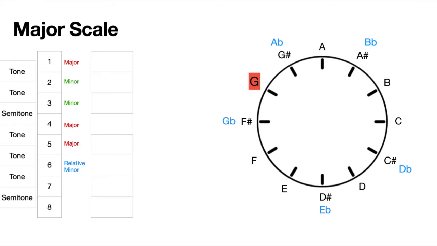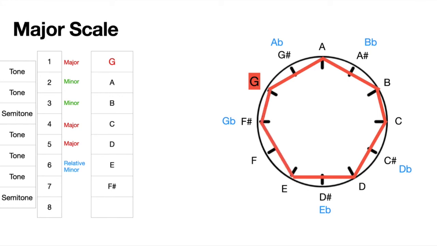The next key is G. It's a much simpler one, a very common key. Tone, tone, semitone gives us A to B to C, and tone, tone, tone, semitone, D to E to F sharp and G.